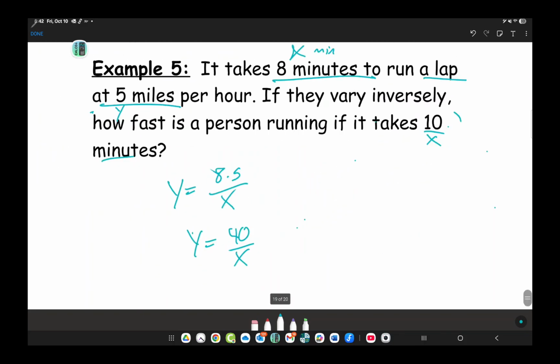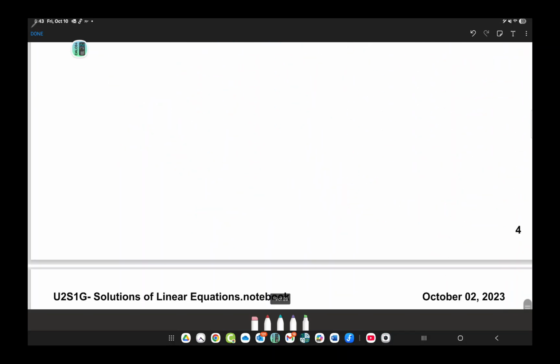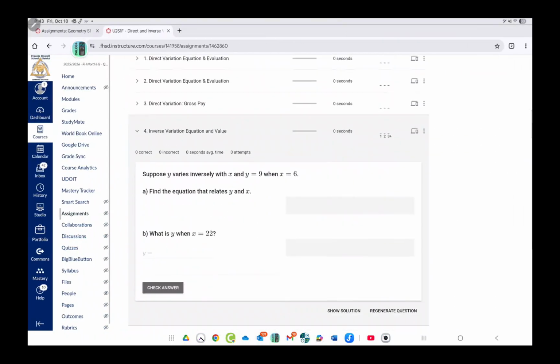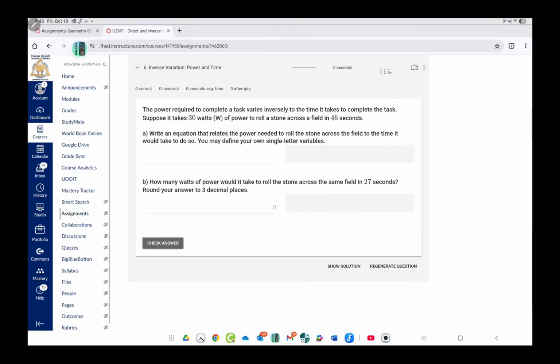And if x is 10, that gives you y is equal to 40 over 10. What's 40 over 10? So 4. It's 4 miles per hour. The reason I say 4 miles per hour is because my y is in miles per hour. So that's why I leave it as 4 miles per hour. Oh, that's it. Okay, so let's make sure we can do one of these word problems. I think that's the inverse.